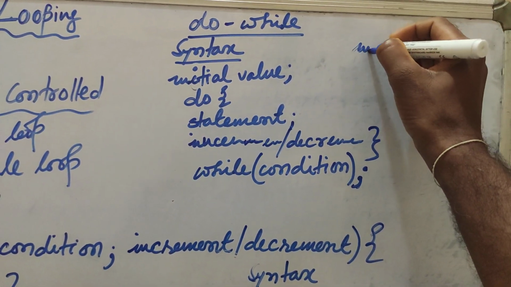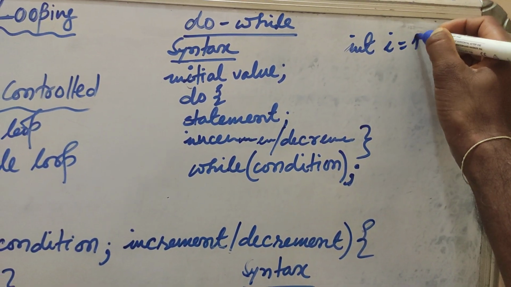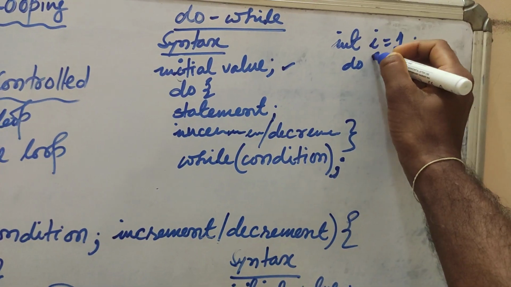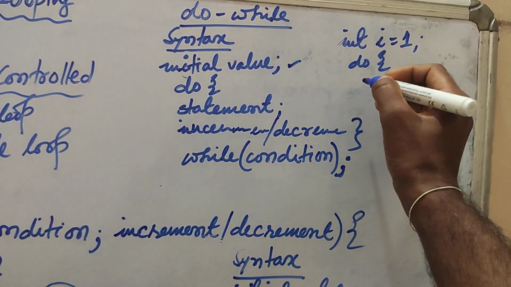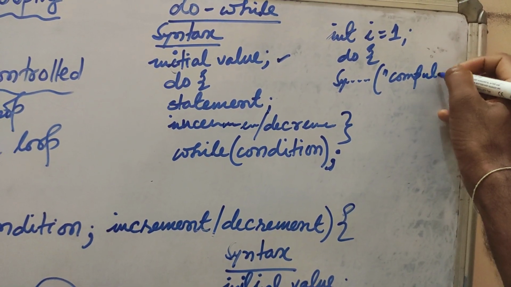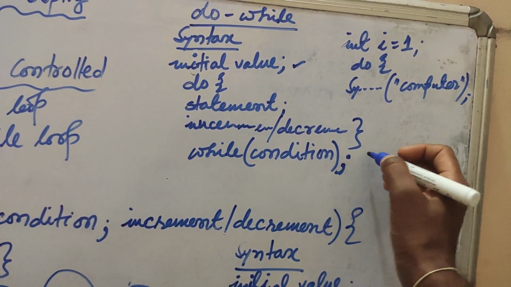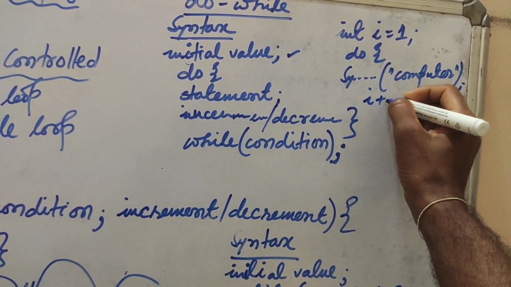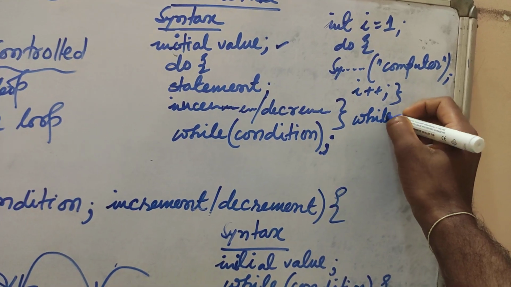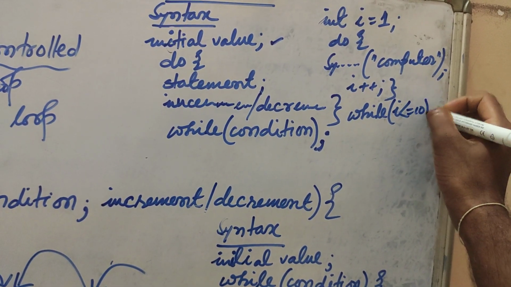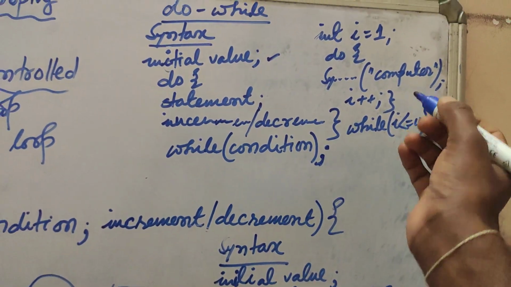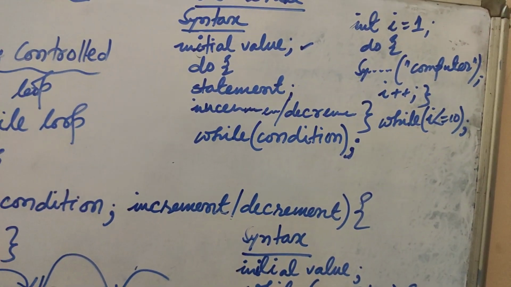As an example, int i equal to 1, okay, initial value complete. Now do, now statement, System.out.println the word computer. Now increment or decrement, suppose i plus plus. Now conditions, while i less than equal to 10, semicolon. See, this is also computer will display 10 times the word computer.